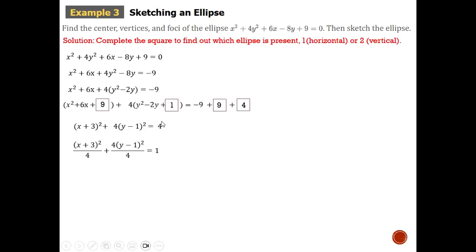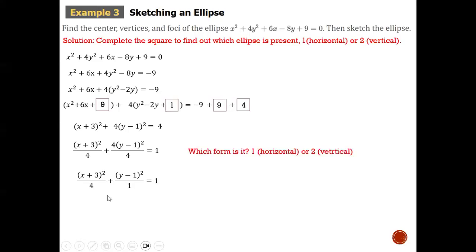Now I need it to equal 1, so I have to divide by 4 everywhere. So I have x plus 3 squared divided by 4. When I divide this by 4, my 4s are going to cancel. And then 4 divided by 4 is 1. So again, simplifying, the 4s cancel. We get x plus 3 squared over 4 plus y minus 1 squared over 1 equals 1.